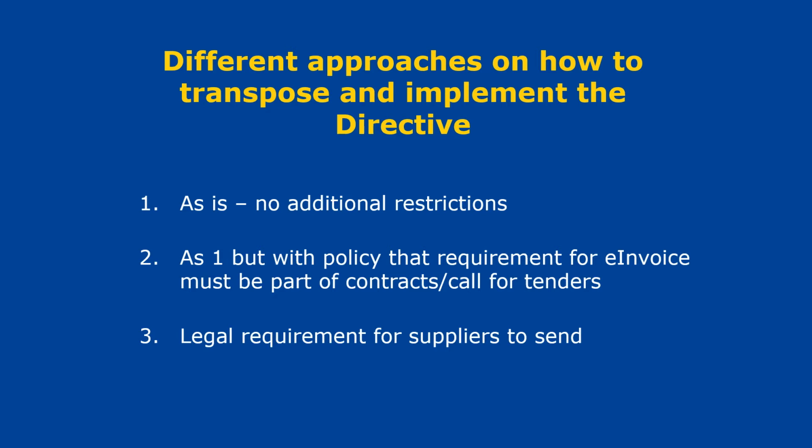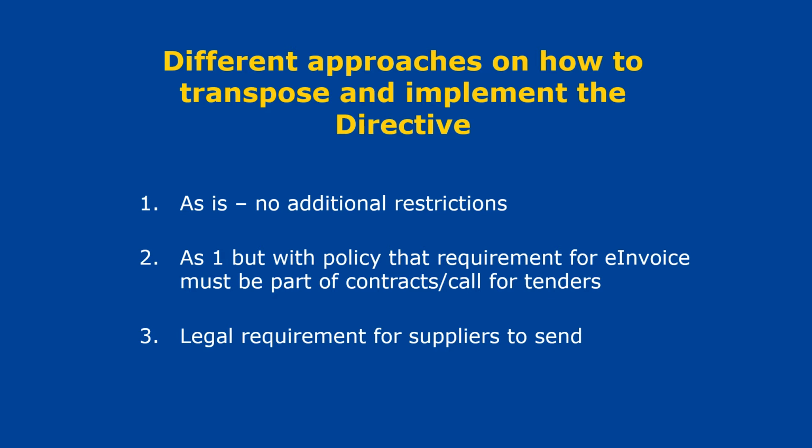One group of countries just implement the directive as is, with no additional restrictions. So in those countries, it is still allowed to send paper invoices, but all the public entities must be able to receive electronic invoices in case the supplier wants to. Also, the directive relates to electronic invoices that come from contracts above threshold.